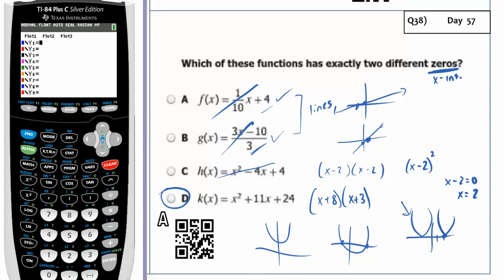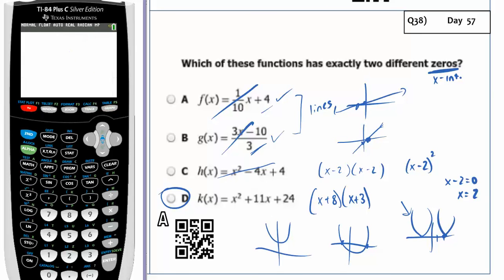A good way to check this, if you're really not sure, is that you can actually type in all of these into your y equals and then just look at the graph. Okay, as long as the numbers aren't that crazy, right? So let me just do C first. So I put x squared minus 4x plus 4, and when I look at the graph, I'm trying to see if the parabola comes down and touches twice.